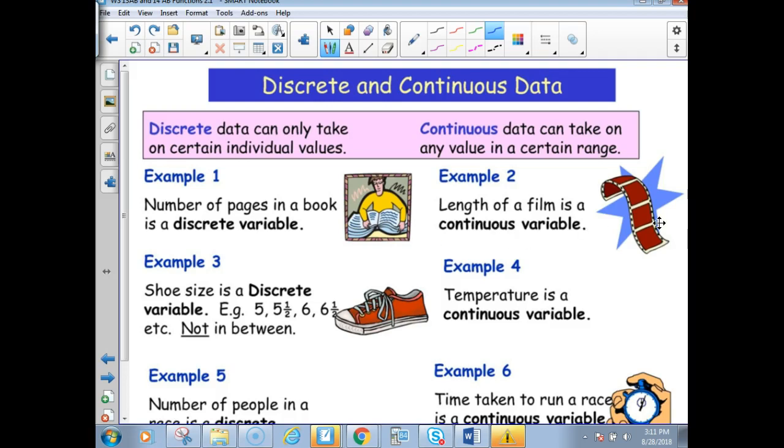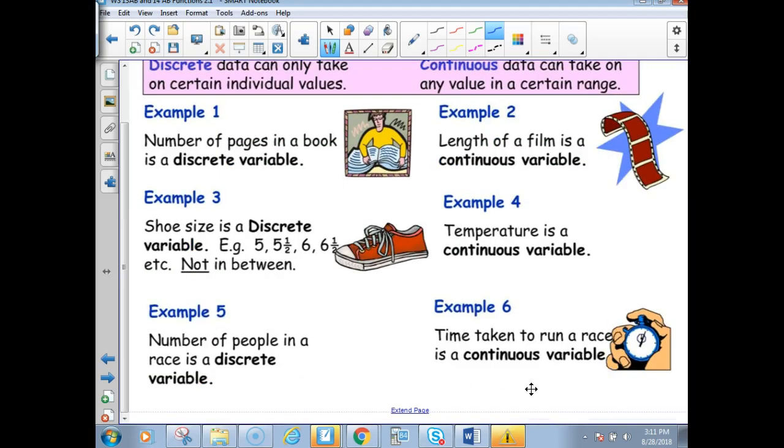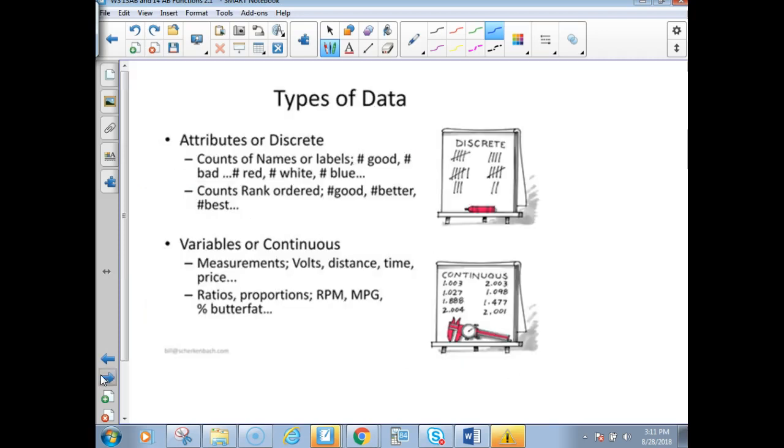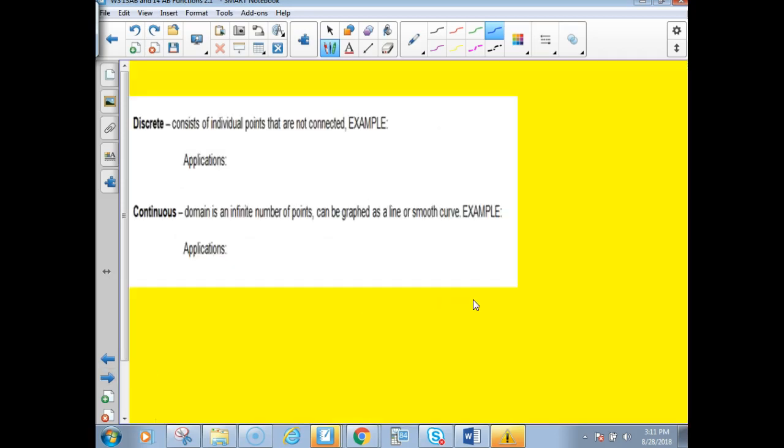Something that's continuous, for example, the length of a film, because you can have 1.2 millimeters if you wanted. You can have decimals. So temperature is also continuous, and the time it takes to run a race would be continuous. You don't have to write any of that down, guys. We're just looking together, and we're going to pick one in a minute. Okay, so here we'll do our own example.